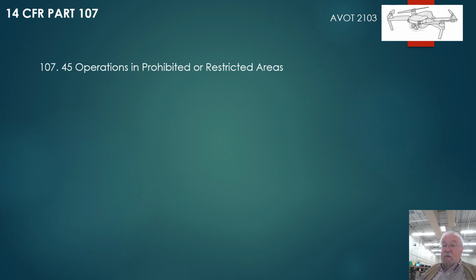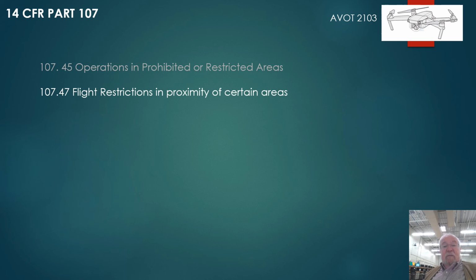Operation in prohibited or restricted airspace as well. Basically you're prohibited from flying in prohibited or restricted areas. Remember, restricted areas are often at the top of the chart. There are other sources online to find out when they're active and when they're inactive. You can fly in a restricted area when it's inactive, or you can get permission in a restricted area. But generally speaking, prohibited areas are just prohibited.